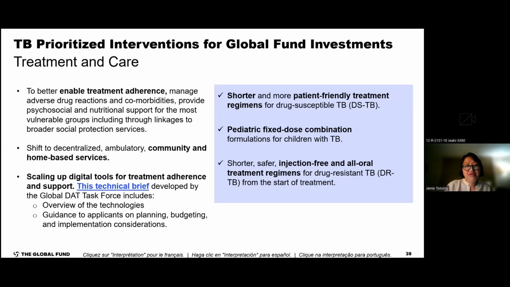For children, now there are pediatric fixed dose combinations, dispersible tablets. We want those to be available to children instead of adult medicines that are broken down and given to children in a very cumbersome manner. And for drug-resistant TB, really shift to safer, shorter, all-oral regimens. Next, please.